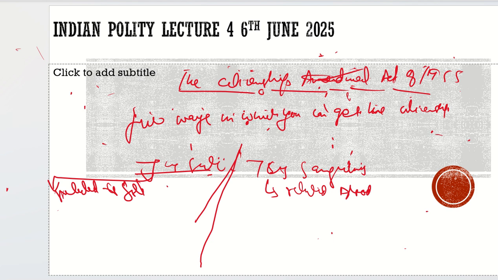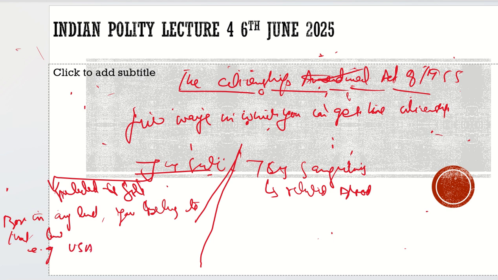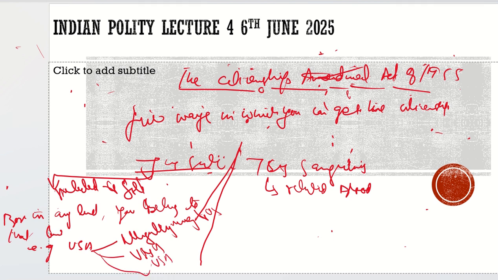Jus soli says, if you are born in any land, you belong to that land. For example, USA. Suppose you had illegally migrated to USA, or you were on a travel visa for tourism, or you are an athlete who went for a competition to USA and you were carrying your wife with you, and you give birth to the child in USA. So what will be the status of that child?